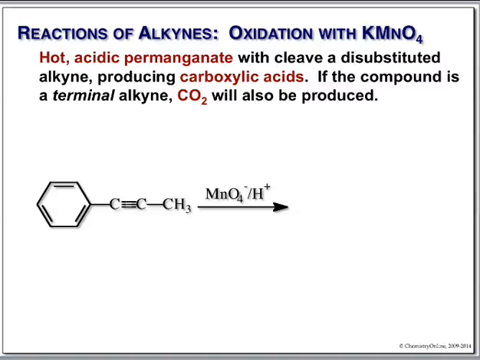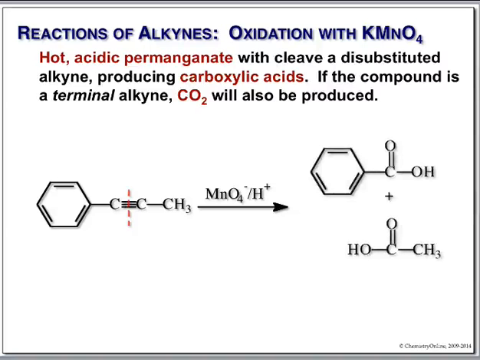With a triple bond, you're going to break it the same way, but you're only going to make carboxylic acids. This carbon winds up as a carboxylic acid, this carbon winds up as a carboxylic acid. If we had a hydrogen attached here, it would wind up as CO2. So just like the alkenes. Learn it once, use it twice.